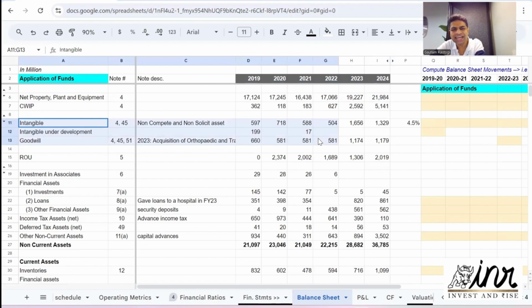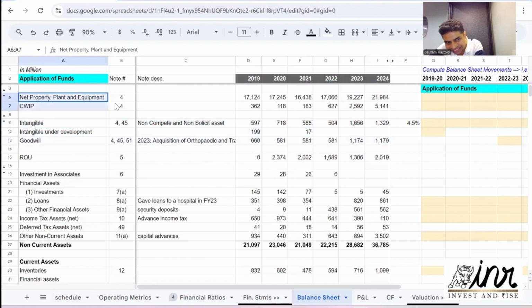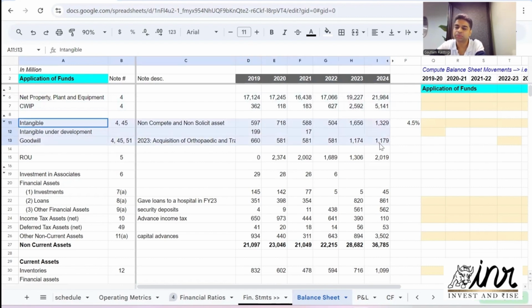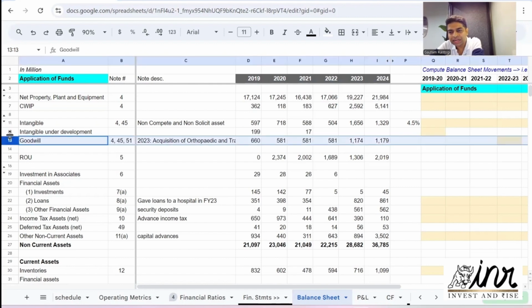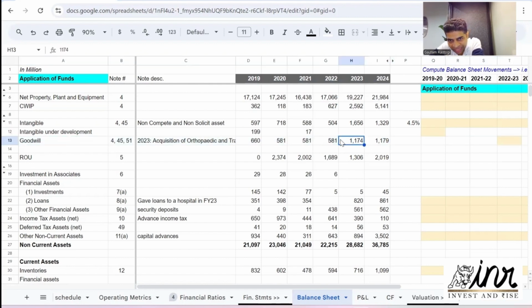So what is intangibles in the case of a hospital? Intangible and goodwill. What is intangible? Of course, this is a tangible asset. What is an intangible asset in the case of a hospital? Licenses, maybe licenses to operate. Yeah, it could be. If you see goodwill, there's a line item goodwill. You see, goodwill has increased almost twofold in year 2023.